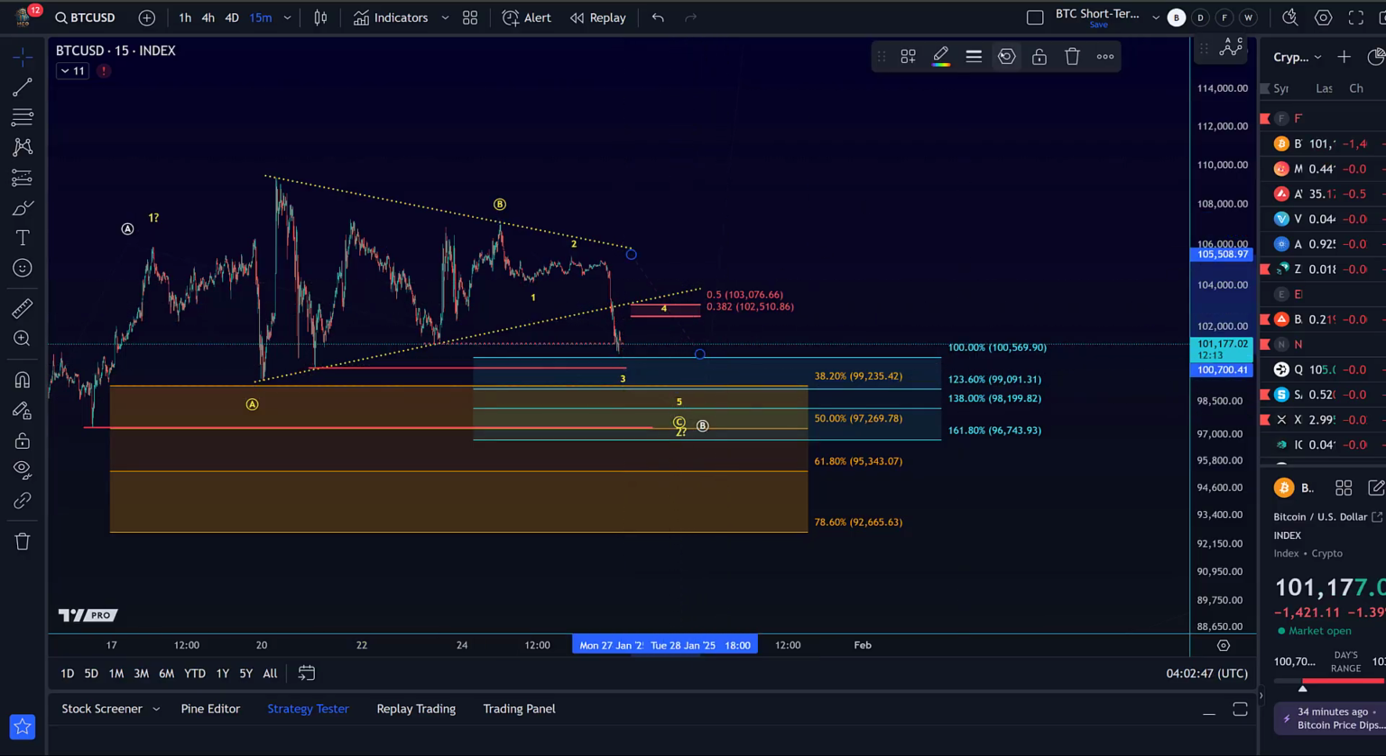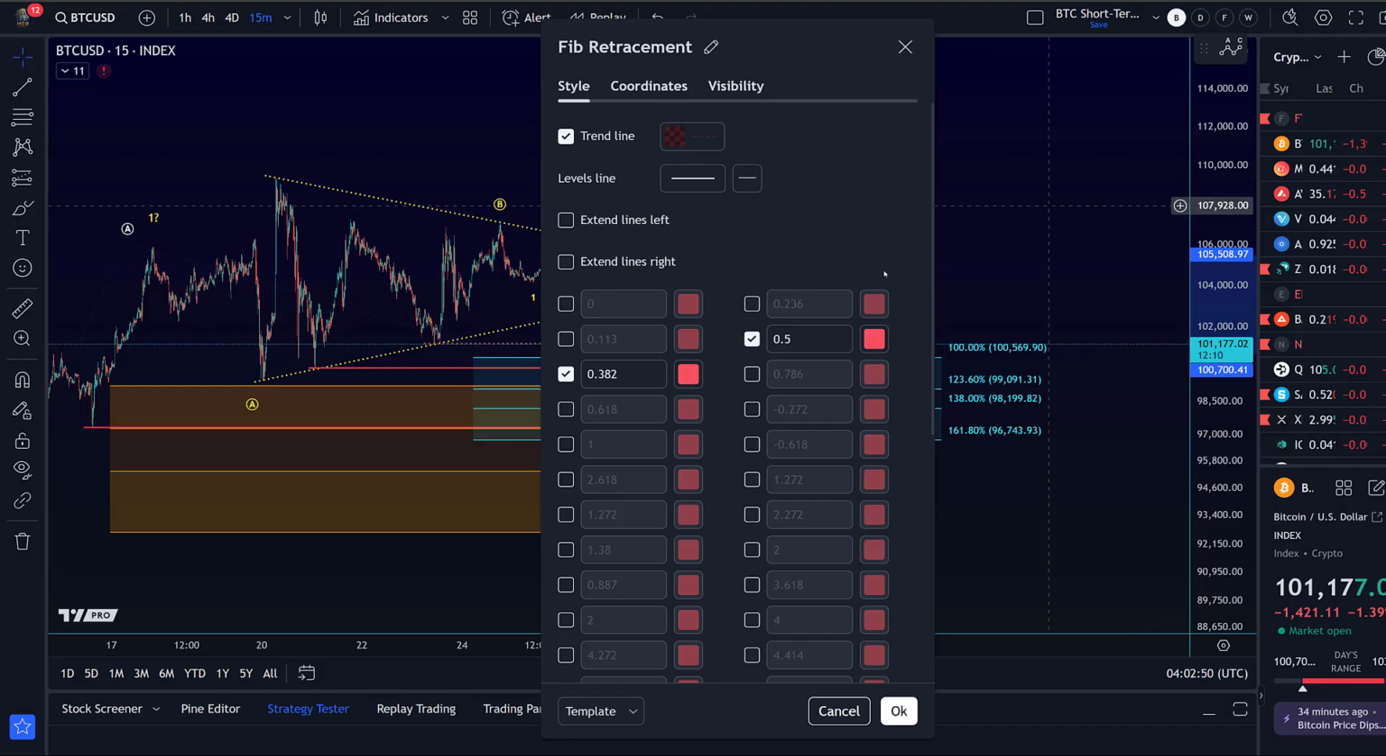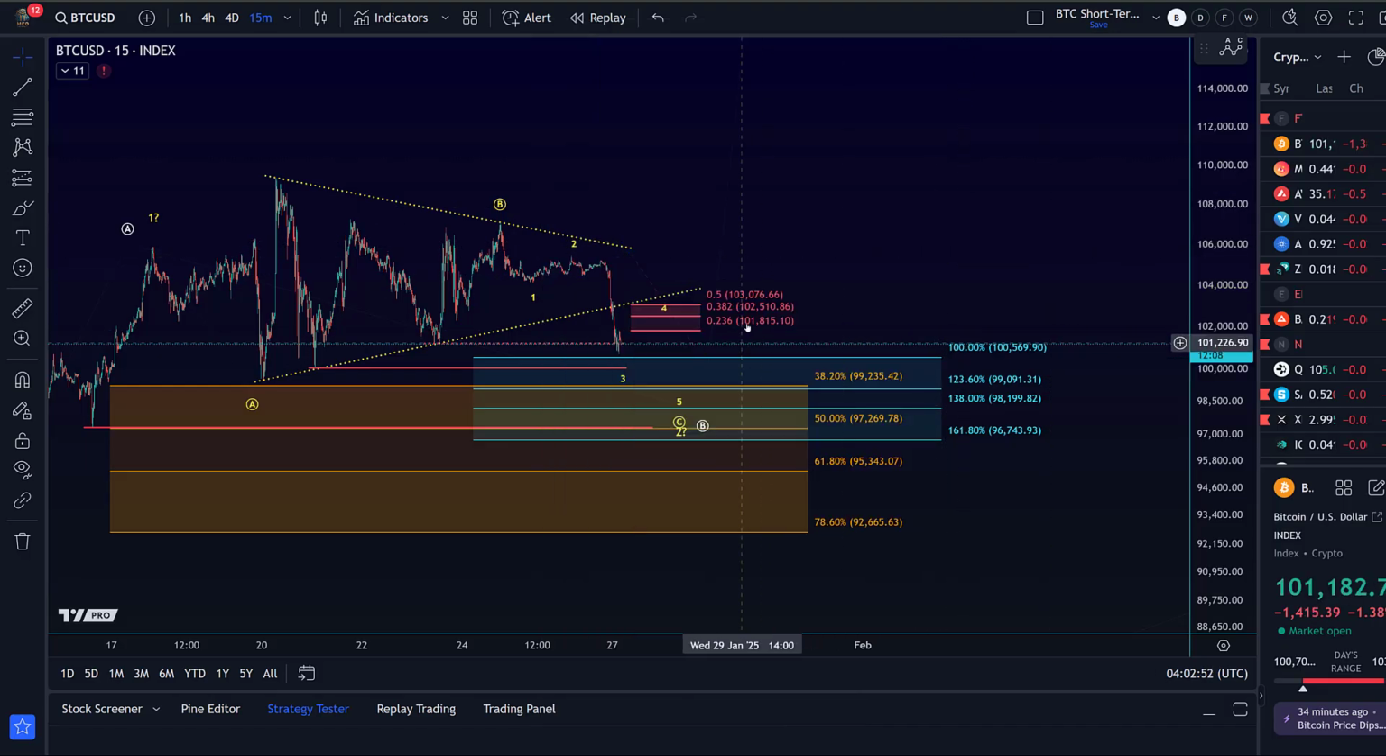Current micro resistance is located between 101,815 and 103,076. This is a micro resistance area which we need to break above in order to unlock basically a recovery and to indicate that a low of sorts is formed. For now, due to the break of previous micro support, it indicates that we go down a little bit lower. At least I would say one more low, but the price still has plenty of space.